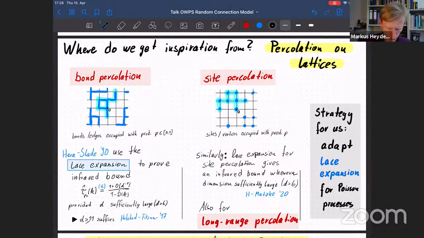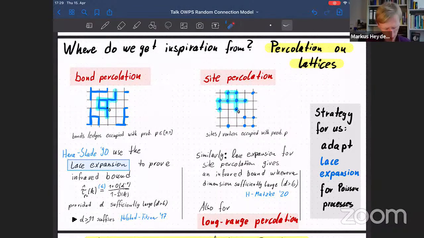So they proved also an infrared bound, and you see that at least the way it's written here, it looks very similar to the previous slide. And then people investigated how to optimize the dimension. So they also have that d has to be sufficiently large, but at least 6. And then, I mean, how large?